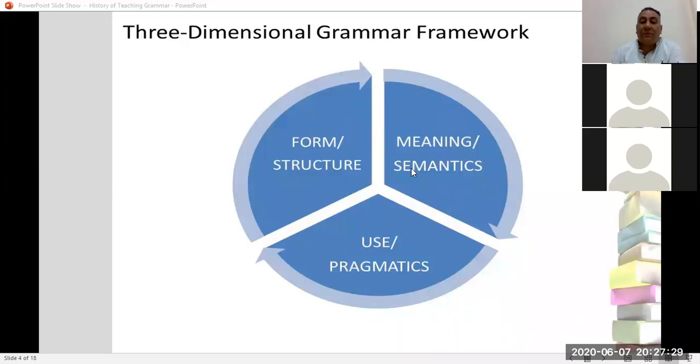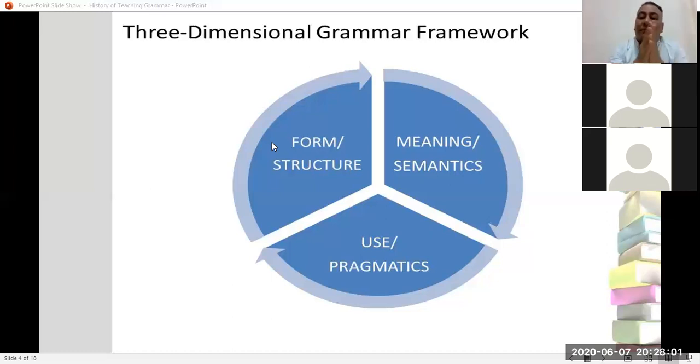Okay, form, meaning, and use are the three dimensions of the grammar framework. So we have to show and explain the form and formula of the sentence, like the present continuous: verb plus ing, or am, is, are, verb plus ing. This is the form or the formula of the grammar.